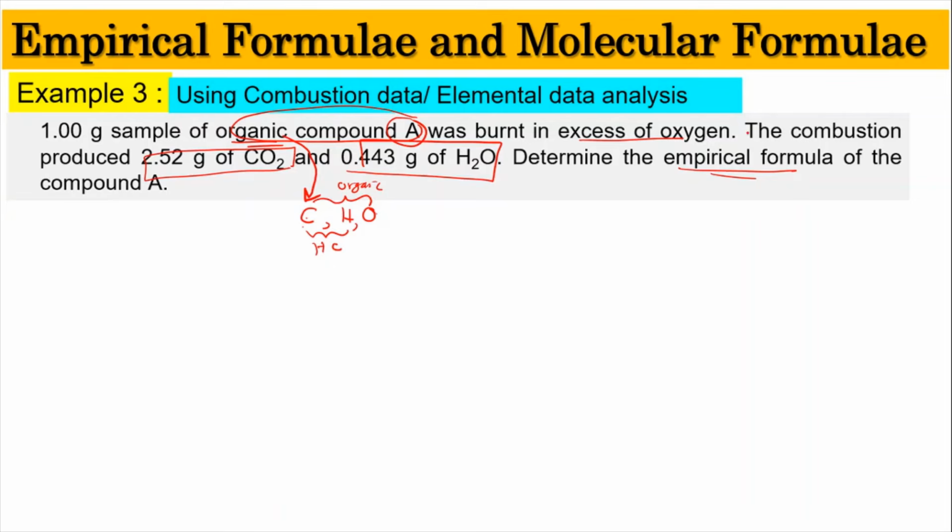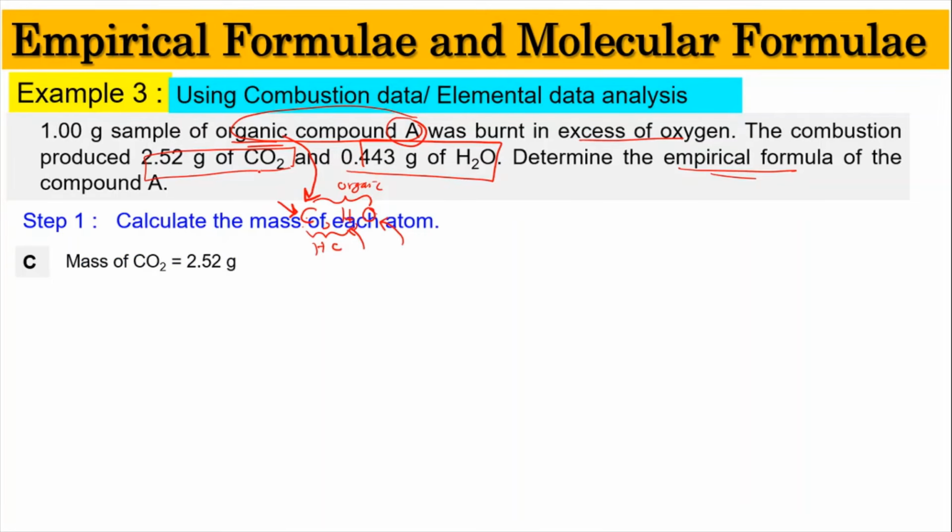Okay, so the combustion, so basically we need to find the mass of carbon first, the mass of hydrogen, and the mass of oxygen in order to find the empirical formula. Okay, so step number 1, calculate the mass of each atom. So carbon. So the mass of carbon, we can take that by looking into the mass of the carbon dioxide. Okay, why?